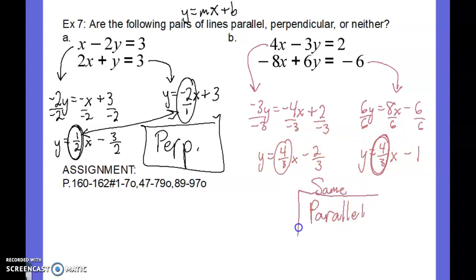And I bring that to your attention with the parallel lines, because it doesn't matter if the y-intercepts are the same for perpendicular.